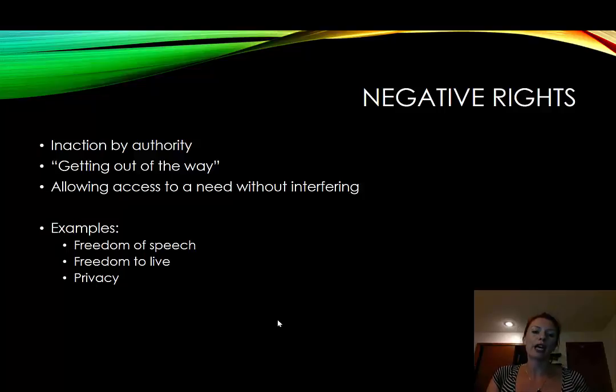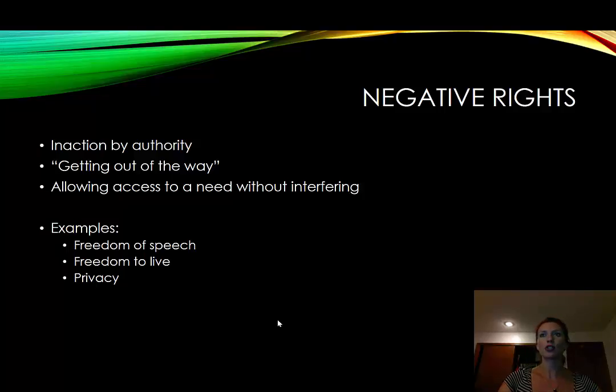This allows access to something that you may need or something that may be necessary to your well-being without any interference. Some examples that we're fairly familiar with would be freedom of speech. So you can dissent from the current government. I don't think a lot of Americans realize, in fact, quite how rare that is.